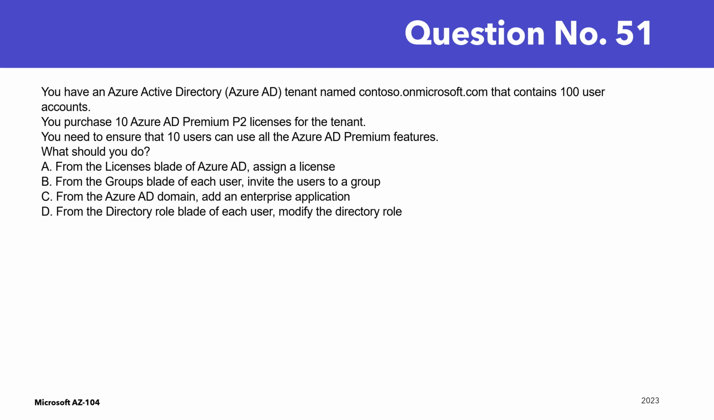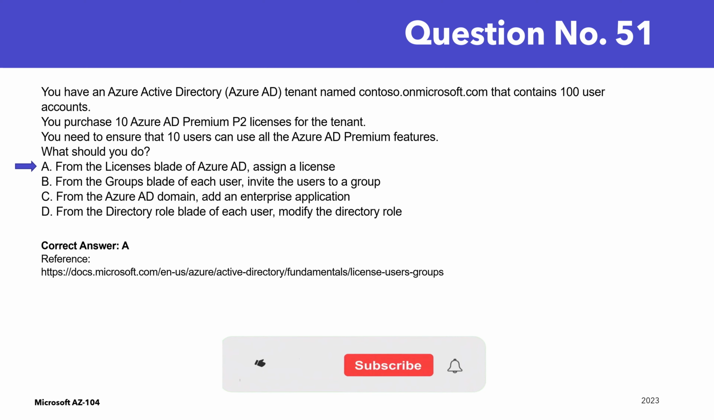You have an Azure Active Directory, Azure AD, tenant named Contoso.onmicrosoft.com that contains 100 user accounts. You purchase 10 Azure AD Premium P2 licenses for the tenant. You need to ensure that 10 users can use all the Azure AD Premium features. What should you do? A. From the Licenses blade of Azure AD, assign a license. B. From the Groups blade of each user, invite the users to a group. C. From the Azure AD domain, add an enterprise application. D. From the Directory role blade of each user, modify the directory role. Correct answer: A.